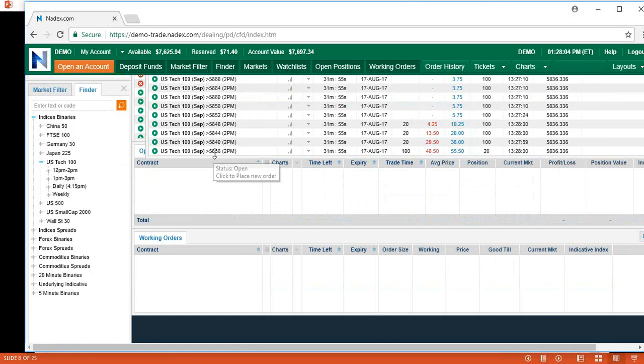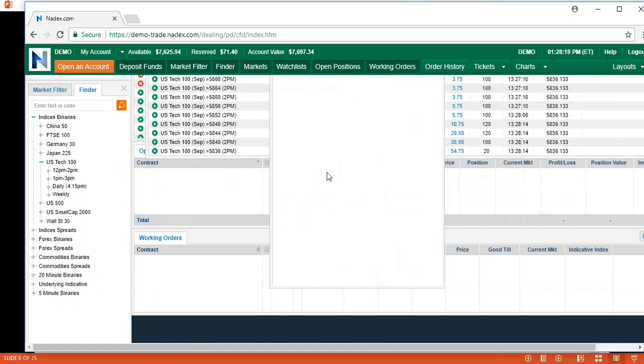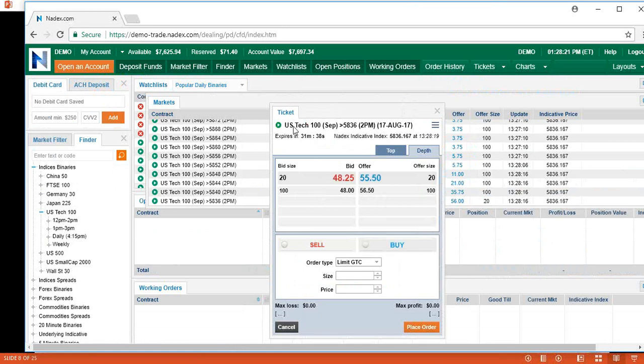So if I can risk 50 to make 50, right? But what does that mean? That means I bought this binary at 58.36 and the market's right at 58.36, correct? So what does the market have to do? Well, I'm saying that the US Tech 100 will expire greater than 58.36 when? At 2 p.m., right? If the market expires at 58.35, what happens with this contract?